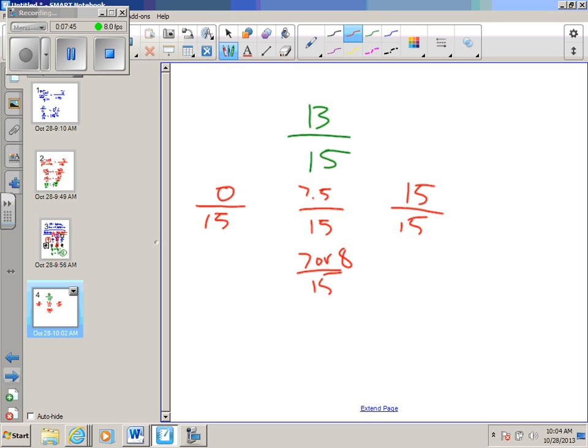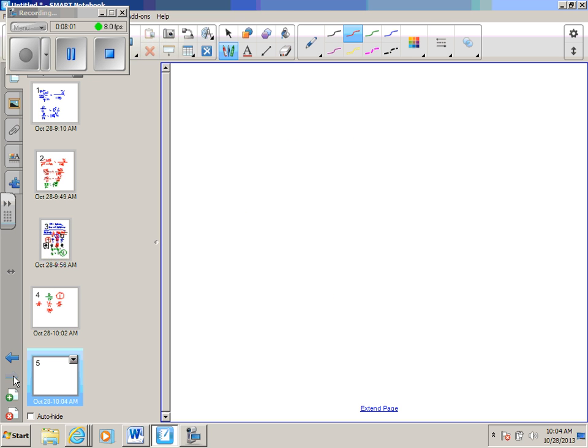0, half, or 1 whole? Definitely would fit as a whole. Okay? So I'm going to have you try a couple and see how you can use this skill. So do 5/13, do a 4/25, and do an 11/20.